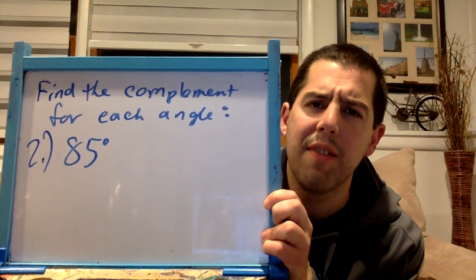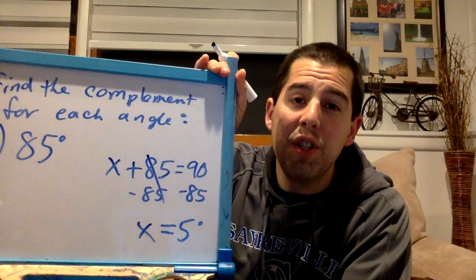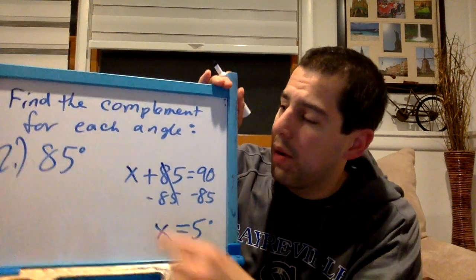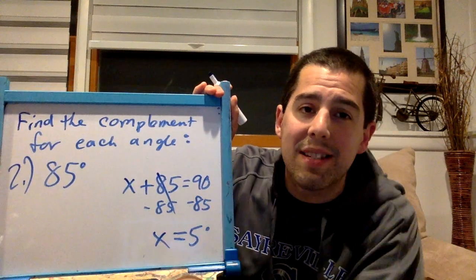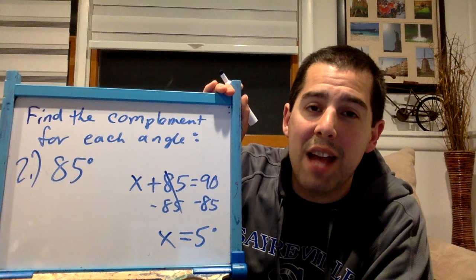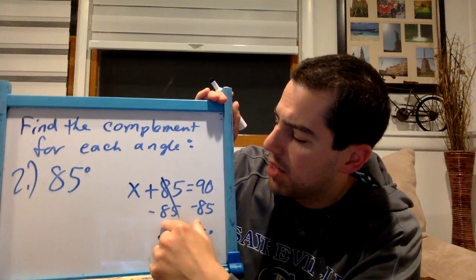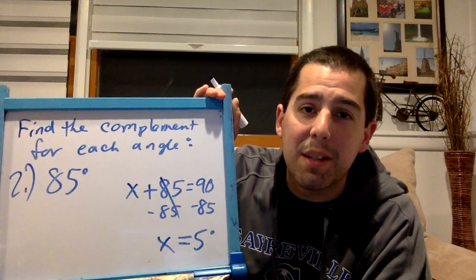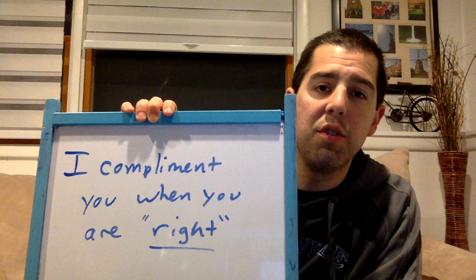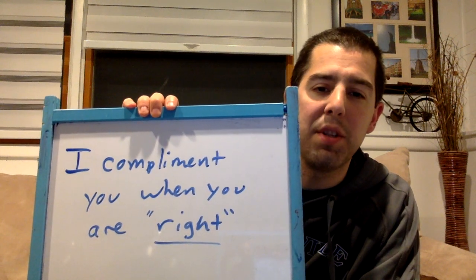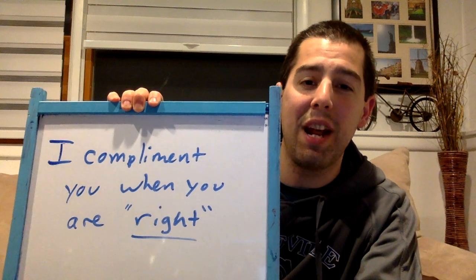What if it was 85 degrees? How would that change things? It wouldn't change things. The unknown angle, x, plus the angle that I know has to equal 90 because complementary angles add up to 90 degrees. I created a one-step equation, subtracted 85 on both sides, and got the missing angle, 5 degrees. A phrase I like to use to remind myself is: I compliment you when you are right, because complementary angles make 90-degree right angles.